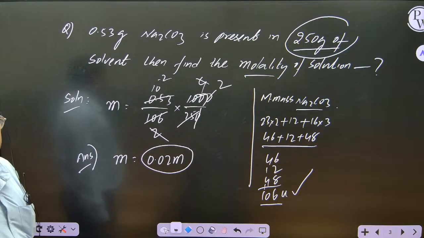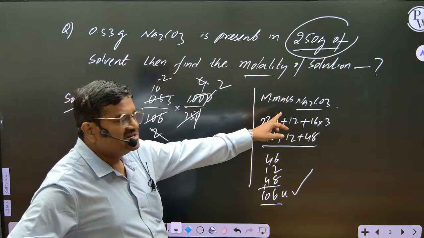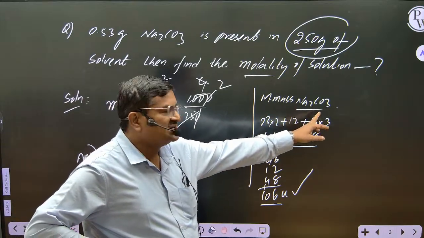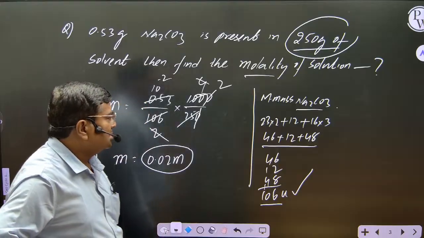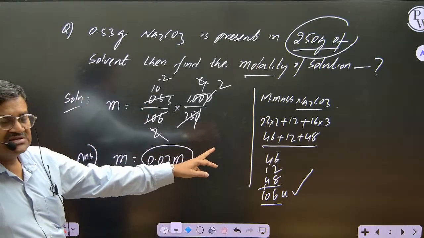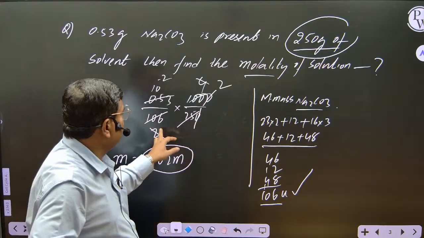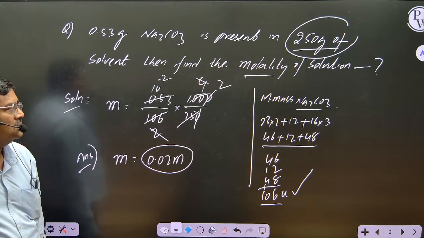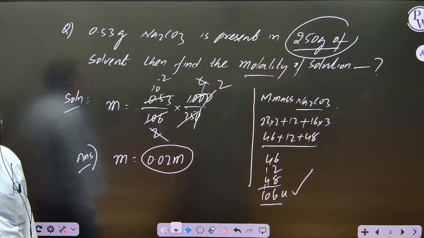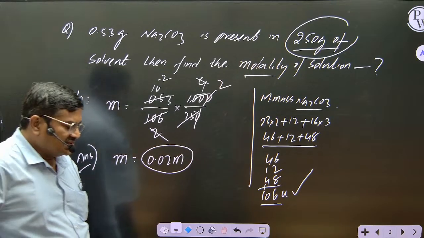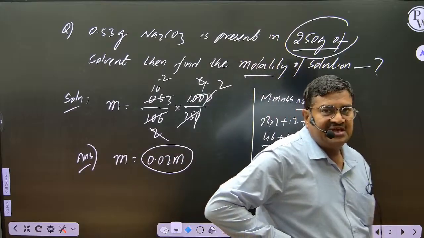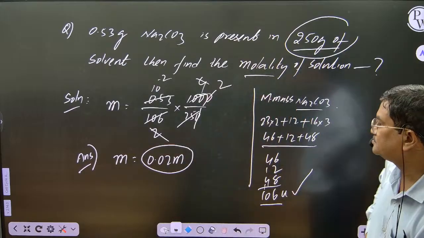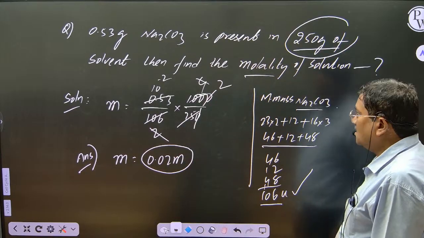And you have to be thorough with atomic masses. Sodium atomic mass is 23, carbon is 12, oxygen 16. The algebraic sum of the atomic masses of all comes to 106. So here you have to take 106 grams. Clear, copied? Now write the next question within the same molality related problems. Copied, everyone?